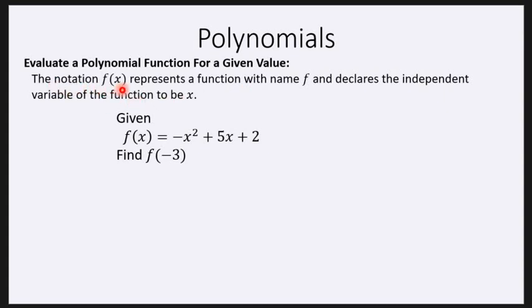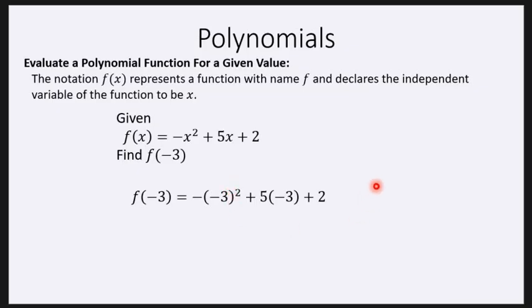So the notation f of x represents a function with the name f and declares the independent variable of the function to be x. So as you can see here, here's an f of x. F is the name of the function, and if you look on the right side, the only variable that you can plug stuff into is x. So the declaration here is that your independent variable is x. This notation means they want us to replace the independent variable x with the number -3. So the f of -3 is what you get when you rewrite the original expression with -3's plugged in for x's. And then all you have to do is follow the order of operations.